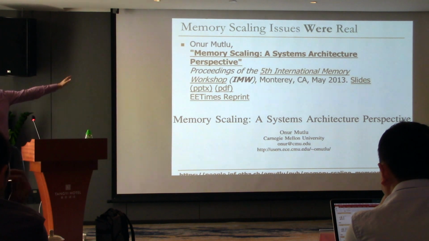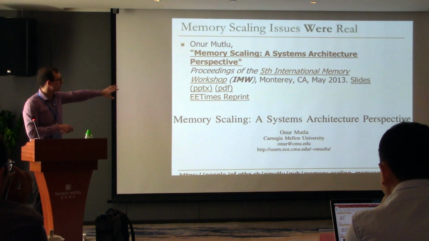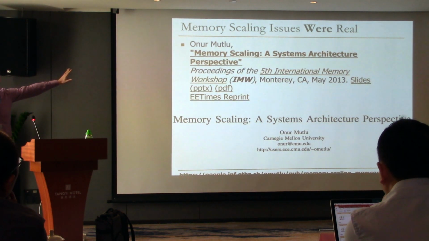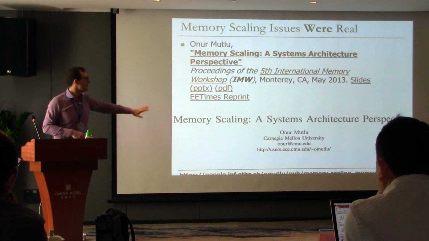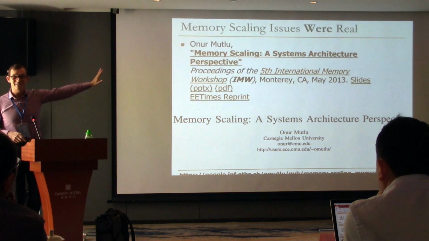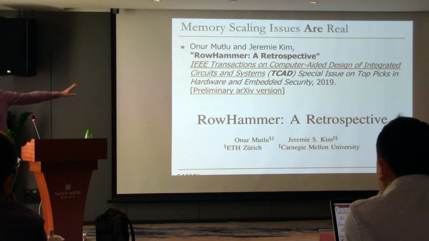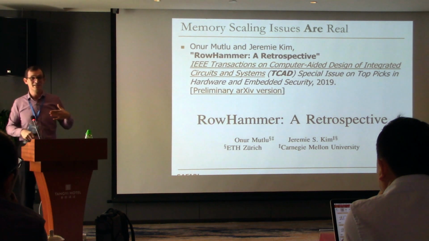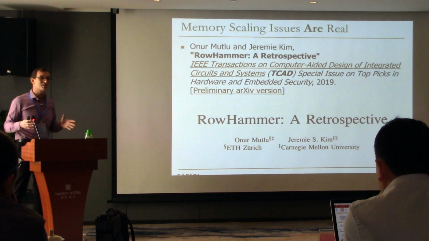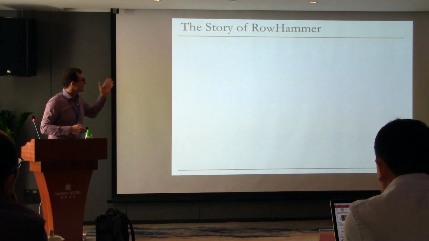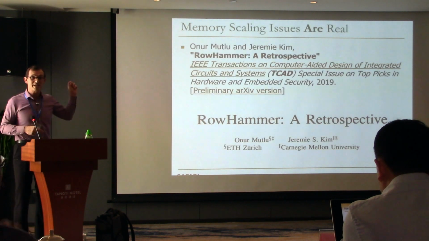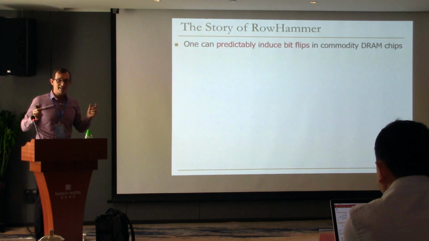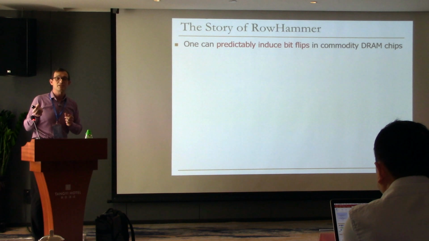This is actually a paper that I wrote in 2013, invited to the International Memory Workshop. I'd be happy to talk about it also. And at that time, we were arguing that memory scaling issues are real, and it's going to get worse and worse. And I delivered the talk. At that time, we didn't have a lot of evidence. And later, actually, this is a paper that we wrote recently. It was published in June 2019. And we can talk about real evidence in the field that shows that memory is becoming less and less reliable because scaling is just hard. It's just too difficult. And very briefly, I will talk about the story of Rowhammer. This is one example of the scaling problem that we have in memory chips today. Essentially, because cells are too close to each other, you can predictably induce bit flips in commodity DRAM chips.